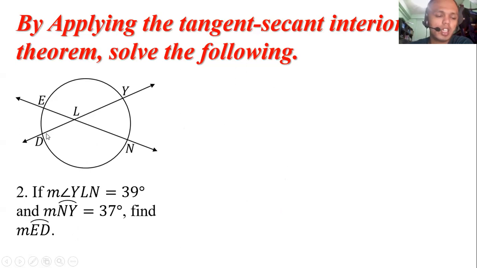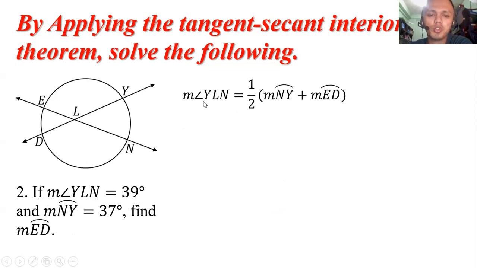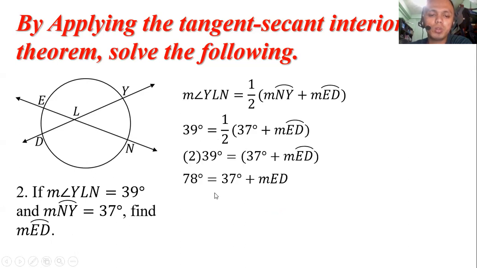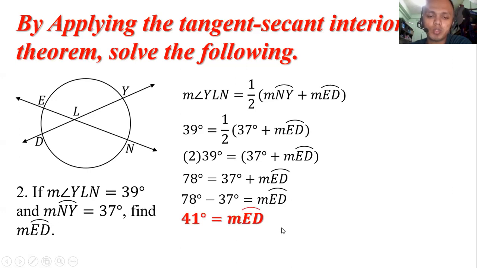Next, if measure of angle YLN is 39 and our NY is 37 degrees, find your ED. Again, using this formula, the measure of angle YLN is equal to half of the measure of arc NY plus measure of arc ED. Our YLN is 39, our NY is 37. 39 times 2 is equal to 78. Transpose 37 to the other side. You have 78 minus 37 is equal to 41 degrees for your measure of arc ED.